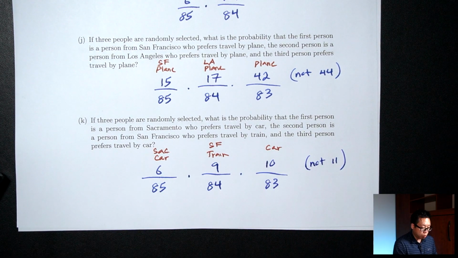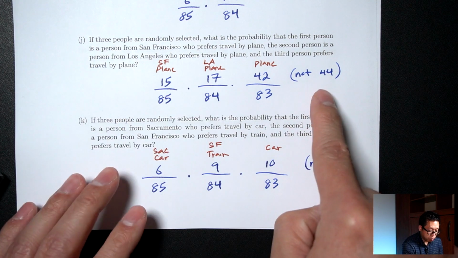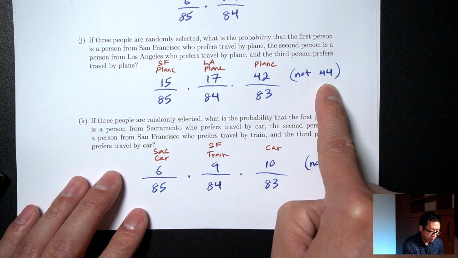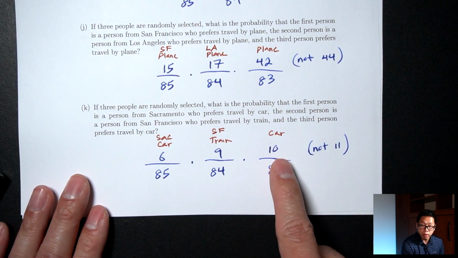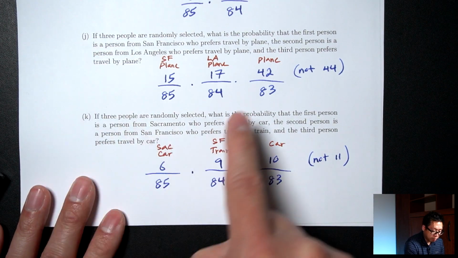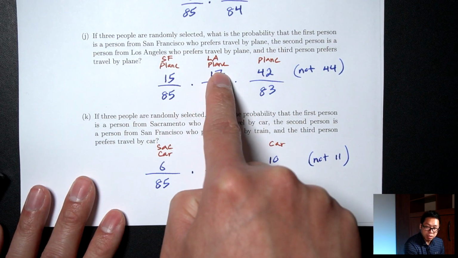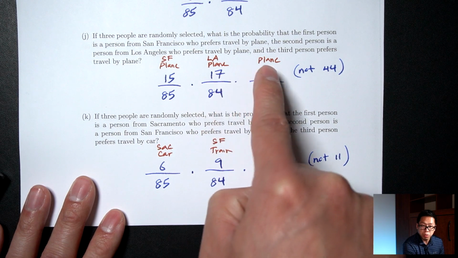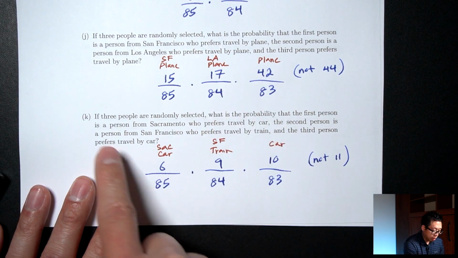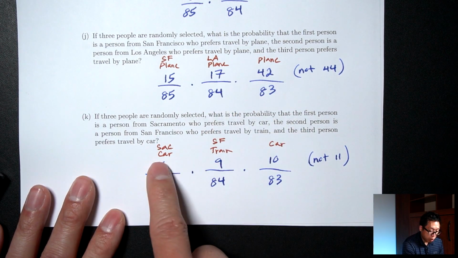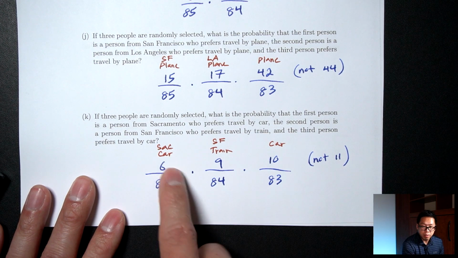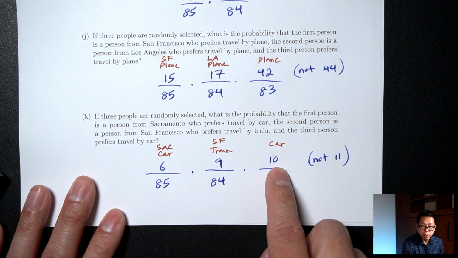And make sure you also understand why in part J we had to reduce by 2, and in part K we reduced by 1. In J, we used 2 planes already in the first 2 slots, so we had to reduce by 2. In K, we only used 1 car in the first 2 slots, so we had to reduce by 1.